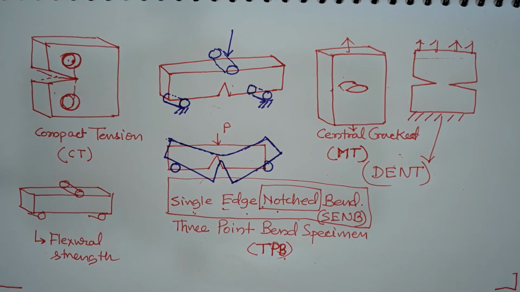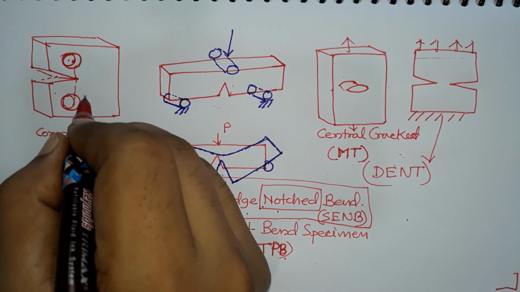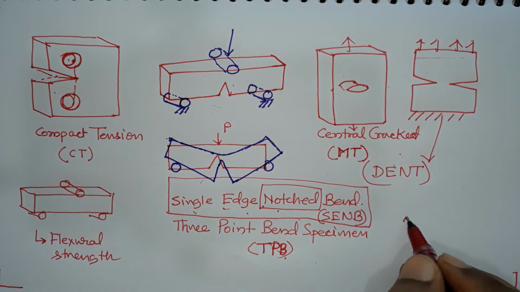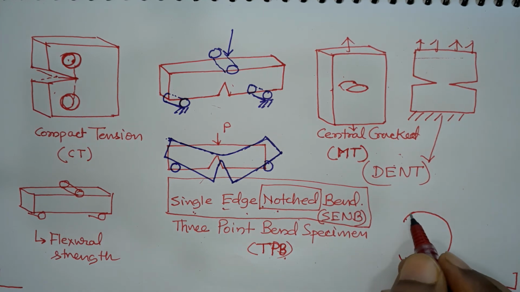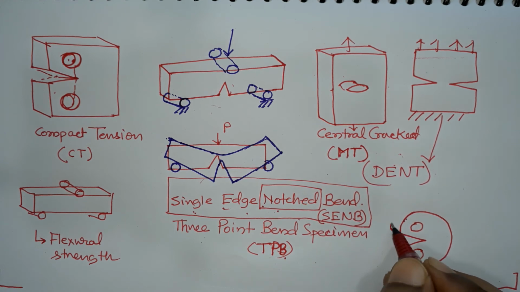Apart from that, there is one more specimen given in the standard, which is very similar to this. It is actually exactly this, except that it is spherical or disc shaped. So, it looks like this. You have a hole here, you have a hole here, and it looks like this in 3 dimensions.